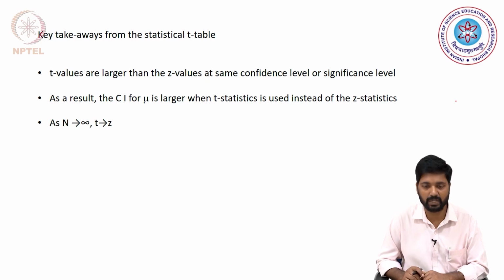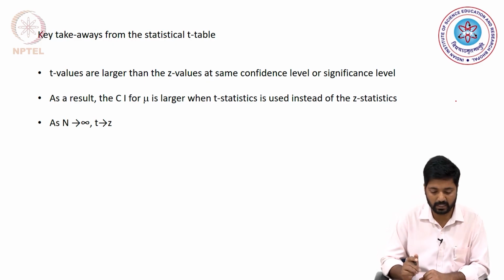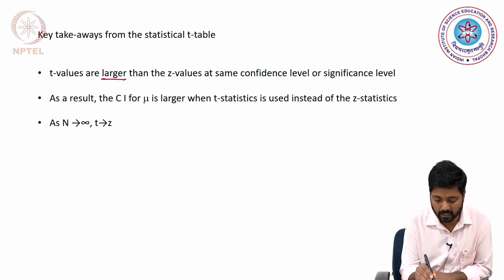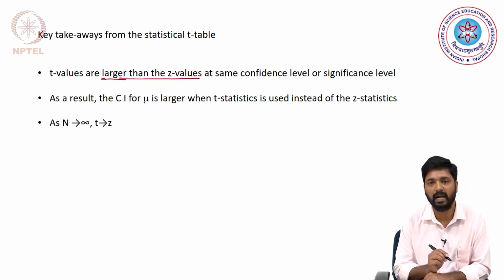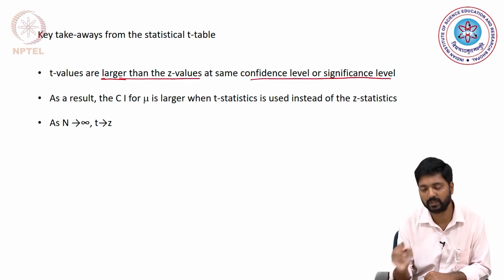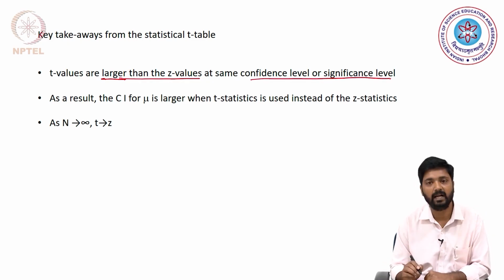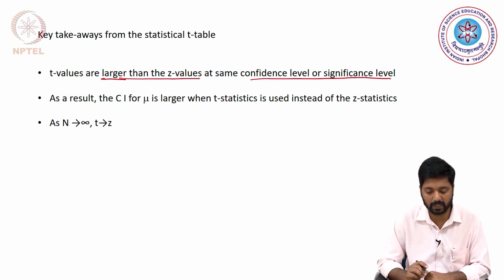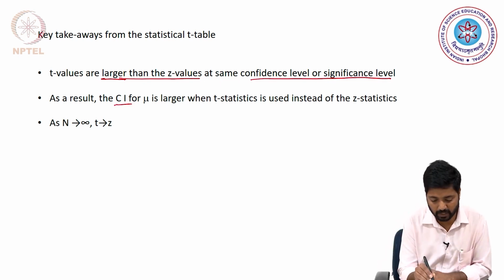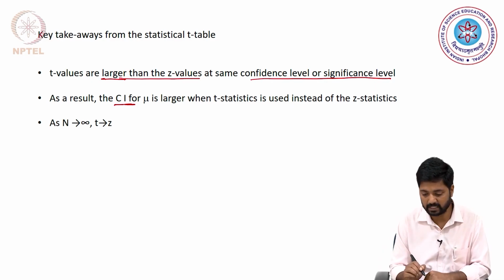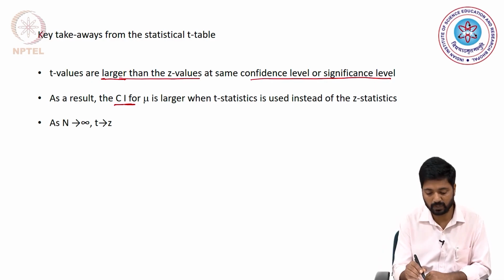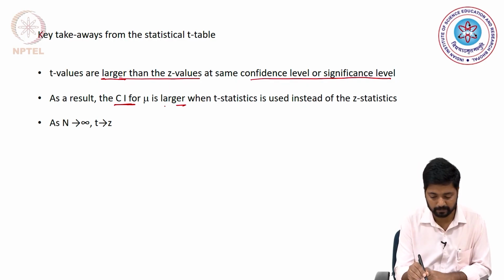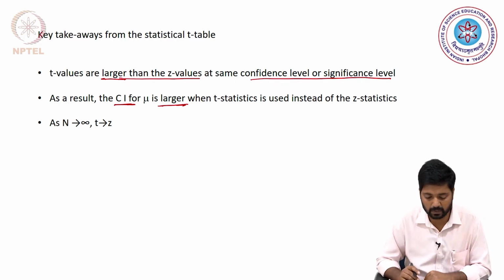So the key takeaways from the statistical t table are that the t values are larger than the z values at the same confidence level or significance level, and as a result when we calculate the confidence interval using the t statistics, the confidence interval would be larger or more spread out compared to the same confidence interval calculated using the z statistics.